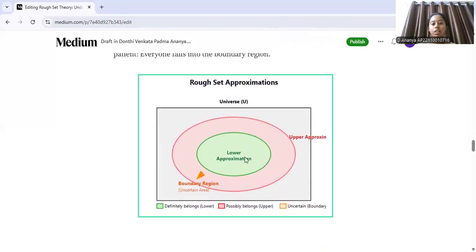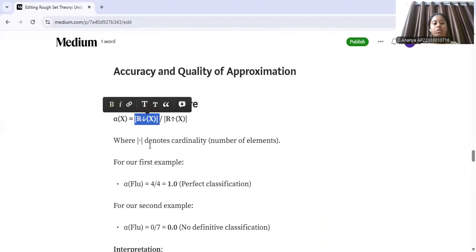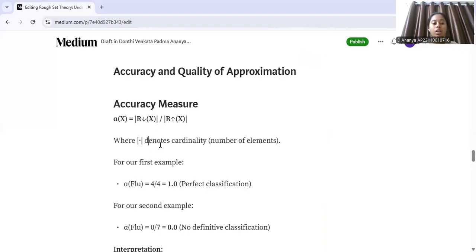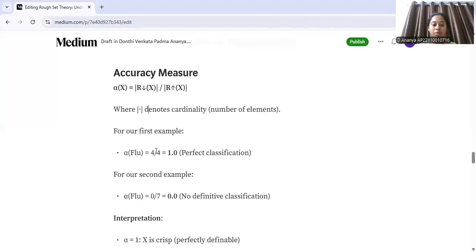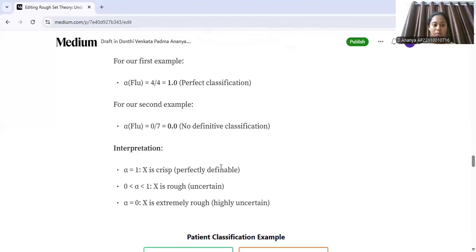Here is the Venn diagram for the approximations. This is the universe, this is the upper approximation, and this is the lower approximation. And here is the accuracy and quality of approximation. The bars denote cardinality, so the accuracy formula is the lower approximation cardinality divided by the upper approximation cardinality. For our first example, it is 4 by 4, which is 1, perfect classification. And our second example was 0 by 7, which is 0, no definitive classification.